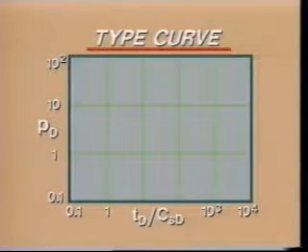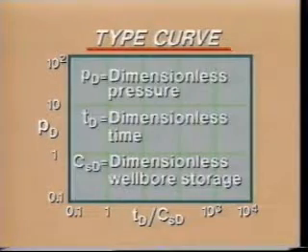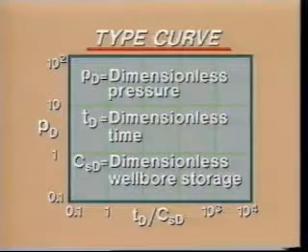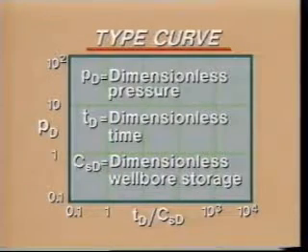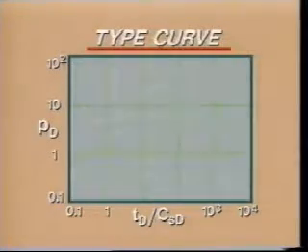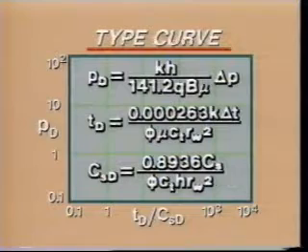Type curves are generally log-log plots, not of delta P versus delta T, as we discussed earlier, but of dimensionless pressure, P sub D, versus dimensionless time, T sub D. Since a dimensionless term has no units, it can be used for many different reservoir systems, rather than for just a few. Investigators have proposed various forms for the dimensionless pressure and time terms. One such set is given here.